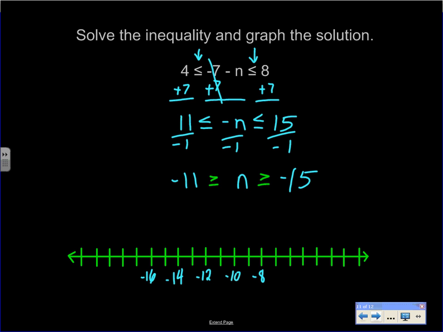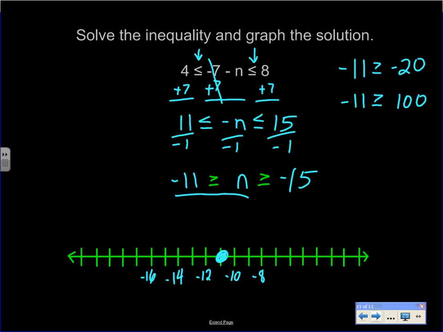All right, so let's look here. Let's do the one on the left. Negative 11 is greater than or equal to n. So we know negative 11 is going to have a closed dot. Pick a point on the left: negative 20. Pick a point on the right: 100. I said you can pick any number. Doesn't matter which one you pick.